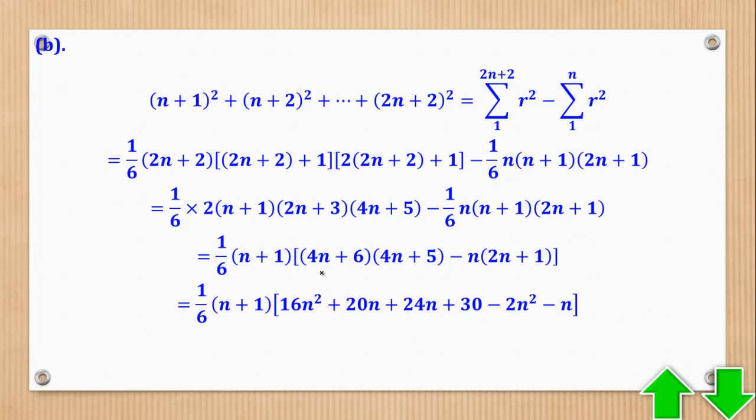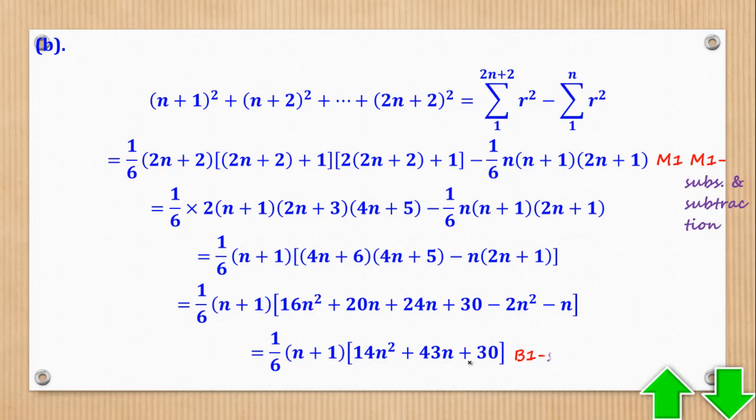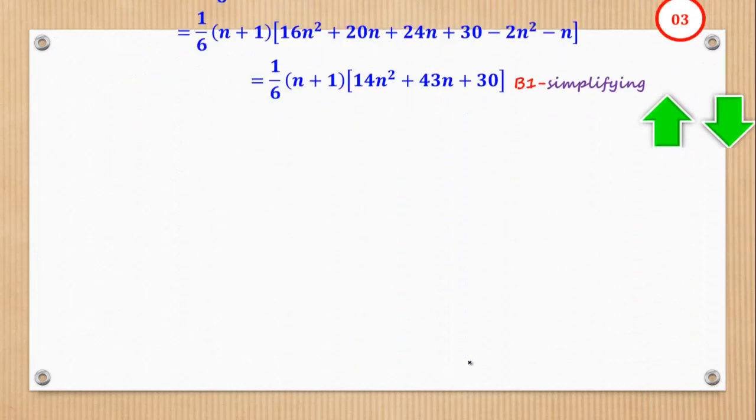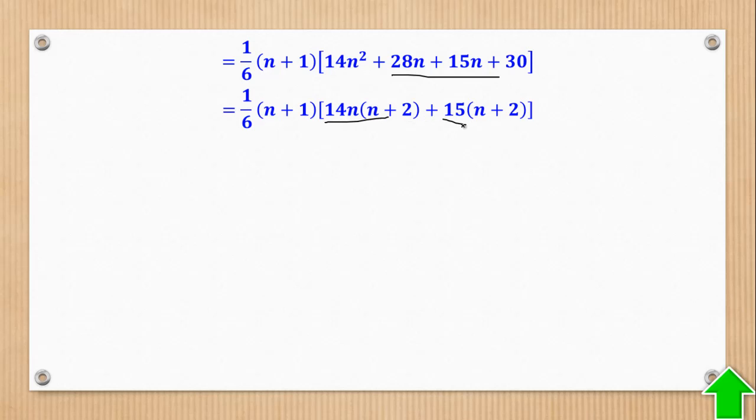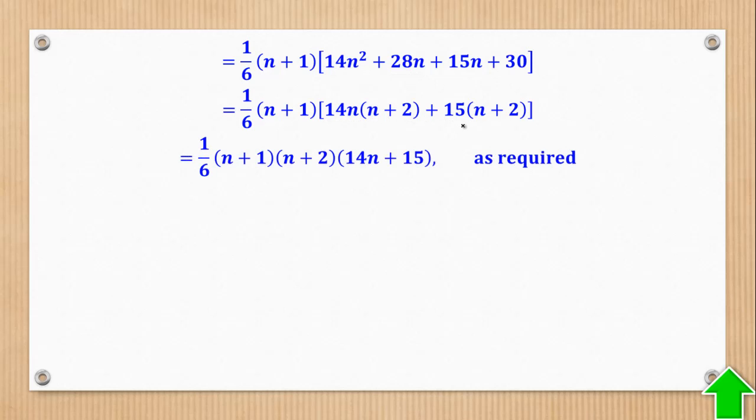Expand the bracket. The whole of this expands to give you this. Then this expands to give you this. Then we collect like terms to get that. So this is a quadratic. We have to factorize it. So the factors are these ones. Therefore, we shall group to get this and this. Then we factorize. And that's what they wanted.